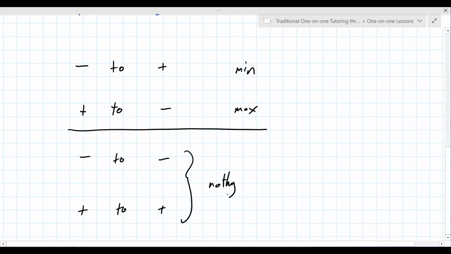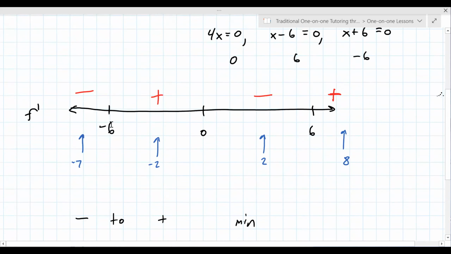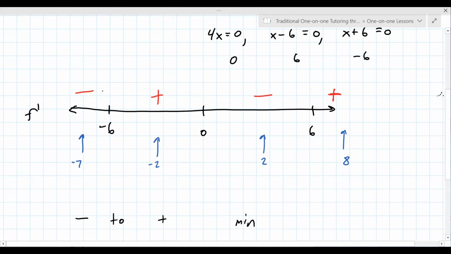So I didn't snip everything in your question there, but I believe you have to insert each of these points. So like -6, I'll use a different color here, is a min because it's going down then up. 0 is a max, it's going up and then going down. And then down and then up, that's another min.